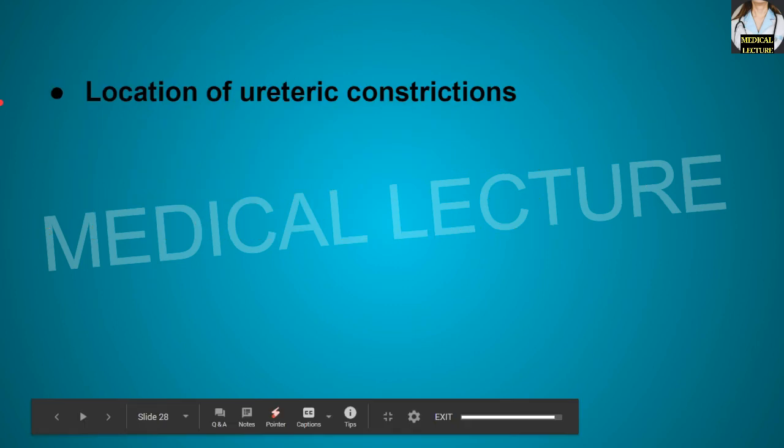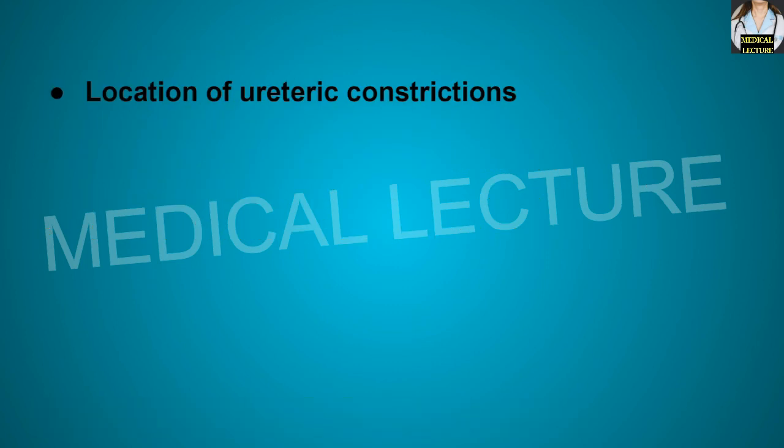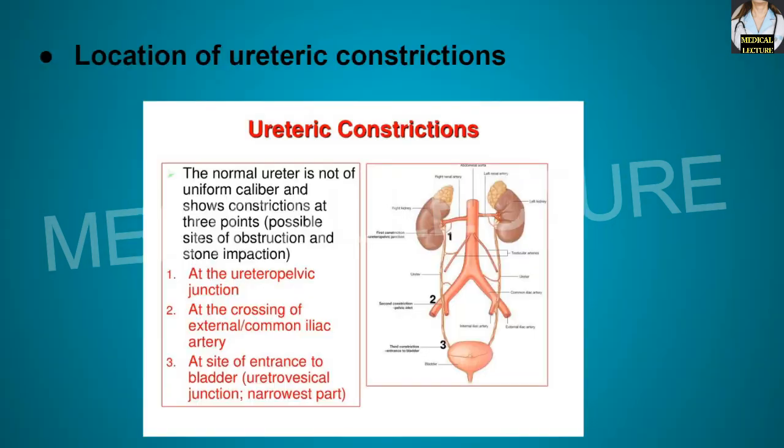Now what are the locations of the ureteric constrictions? Very important question. So at 3 main points there is constriction of the ureter. First is at the uretero-pelvic junction, second at the crossing of the external or the common iliac artery, and third at the site of the entrance to the bladder, that means at the uretero-vesical junction, which is the narrowest part.